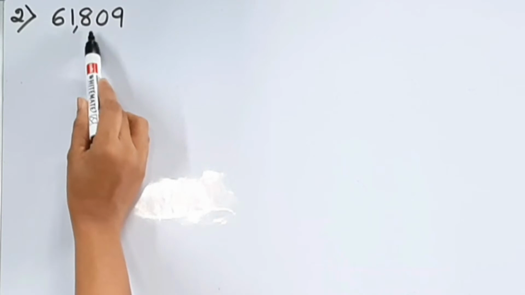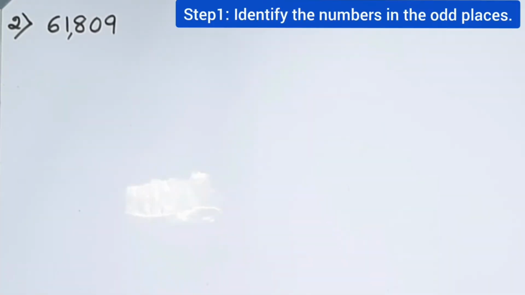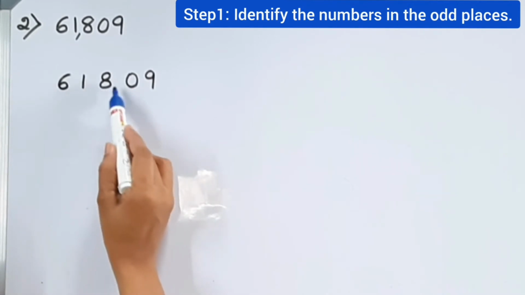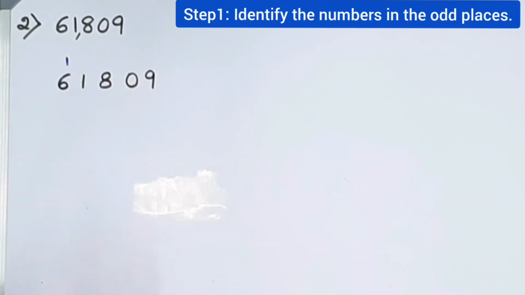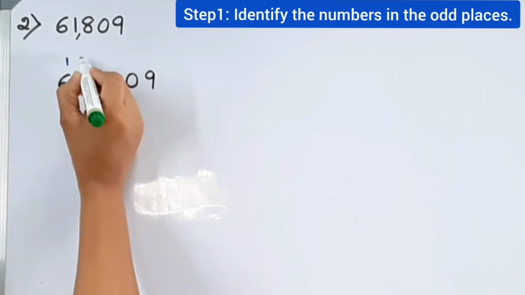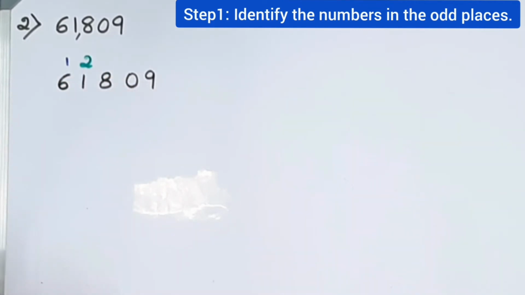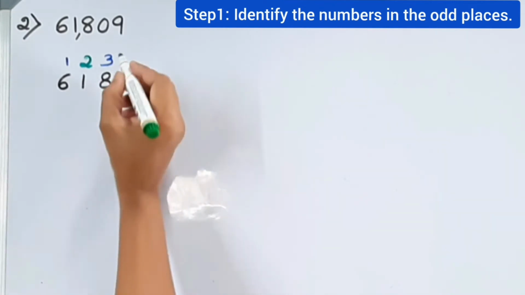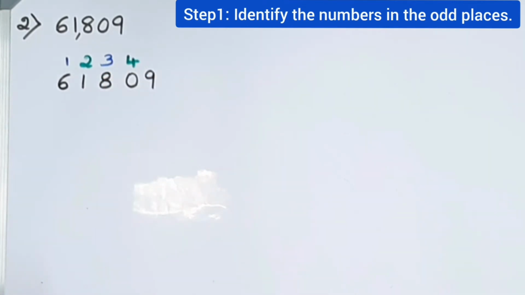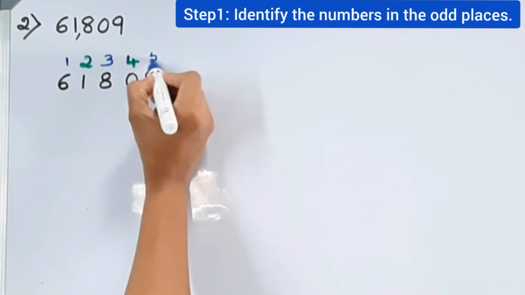Now we have to find out whether 61809 is divisible by 11 or not. Step 1. Identify the numbers present in the odd places. In 61809, 6 is in the first place, 1 is in the second place, 8 is in the third place, 0 is in the fourth place, and 9 is in the fifth place.